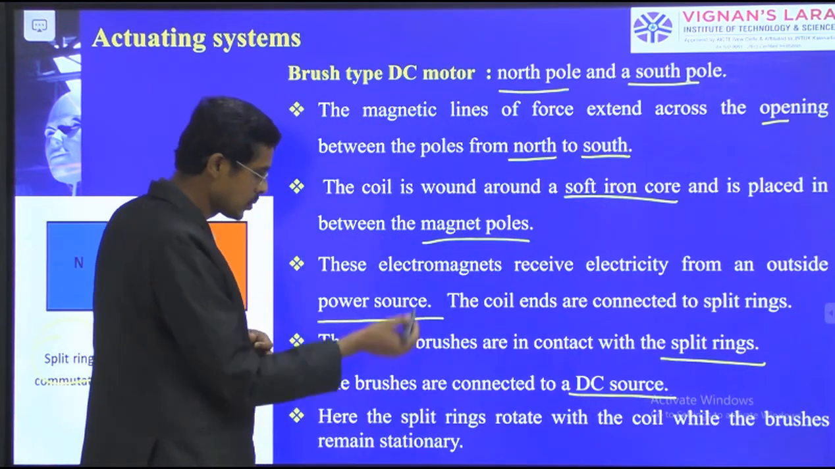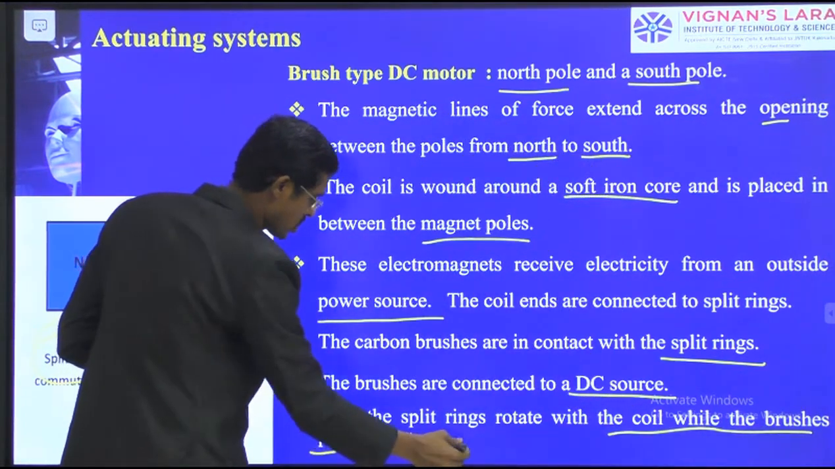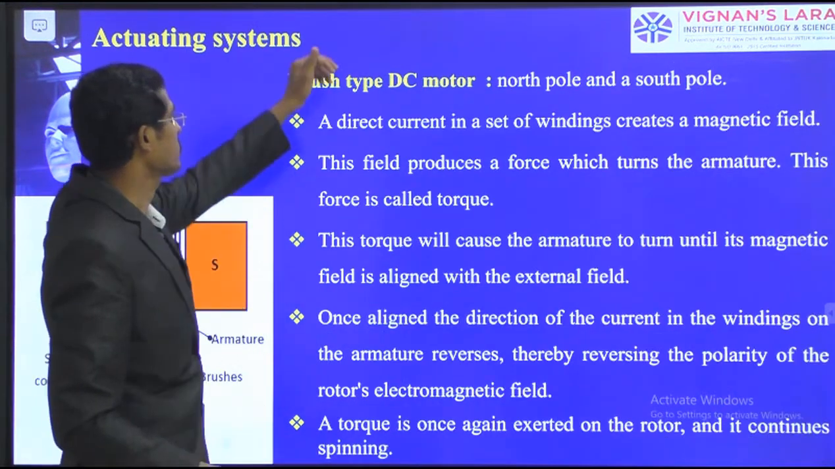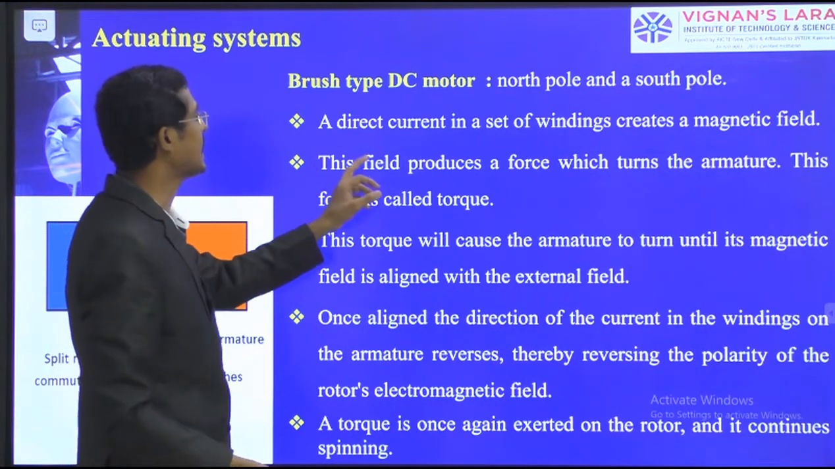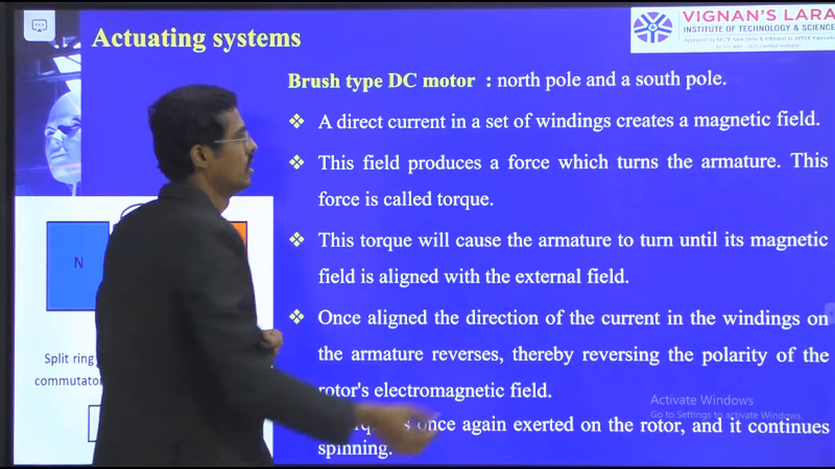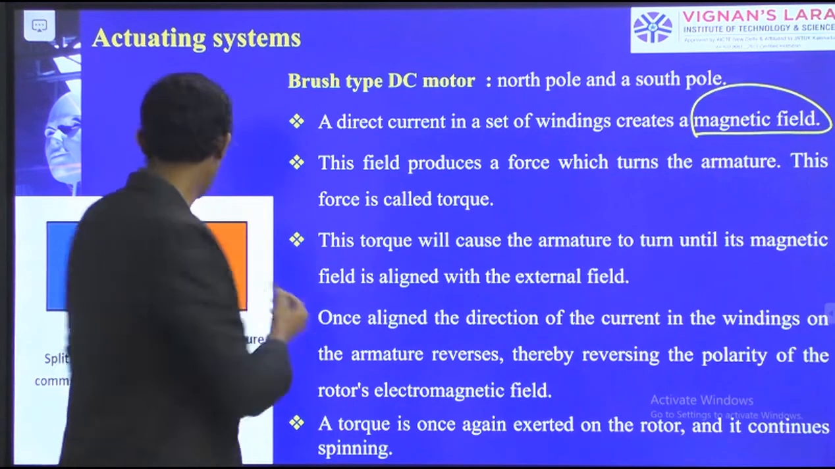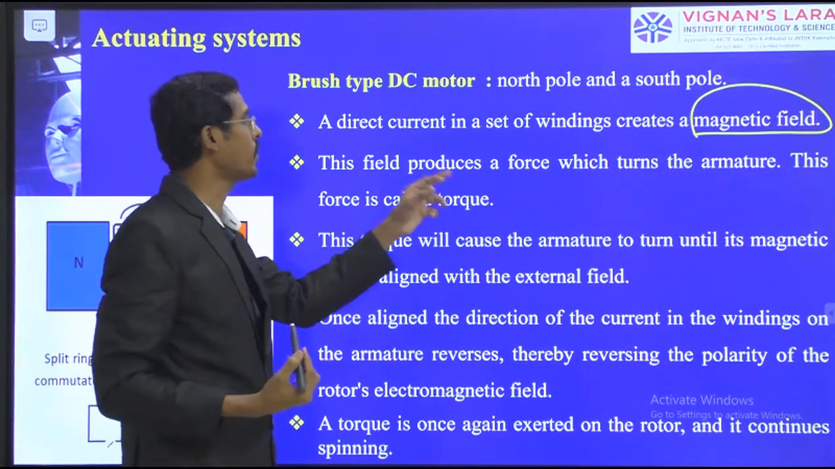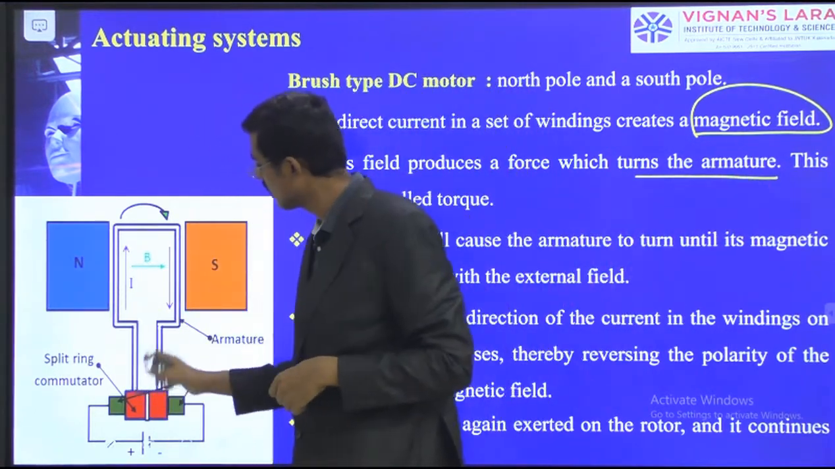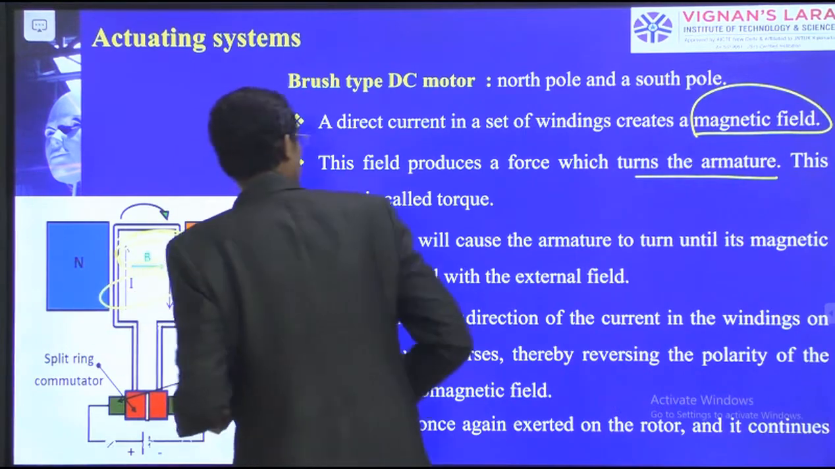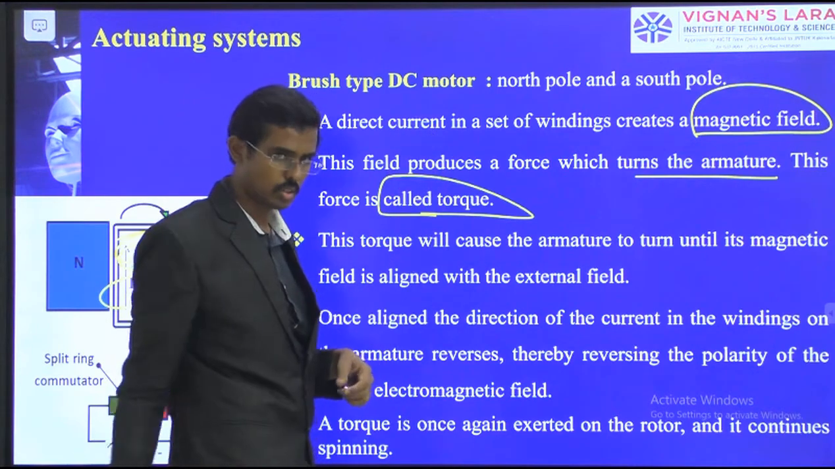Here the split rings rotate with the coil while the brushes remain stationary. Therefore the direct current in the windings creates a magnetic field. This field produces a force which in turn turns the armature. When the power supply is given here, the armature gets rotated, and this force is called a torque. This rotation is the torque.